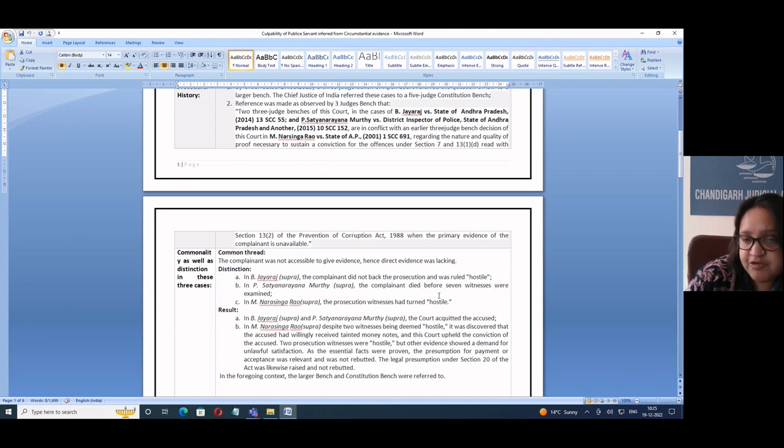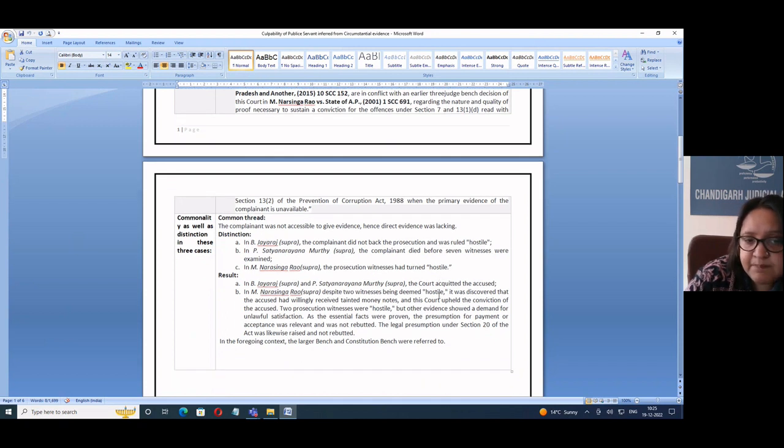Now, on account of the different scenarios, in B. Jayaraj and in P. Satyanarayana Murthy, the court acquitted the accused. However, in M. Narsinga Rao, despite 2 witnesses being deemed hostile, it was discovered that the accused had willingly received tainted money notes, and this court upheld the conviction of the accused.